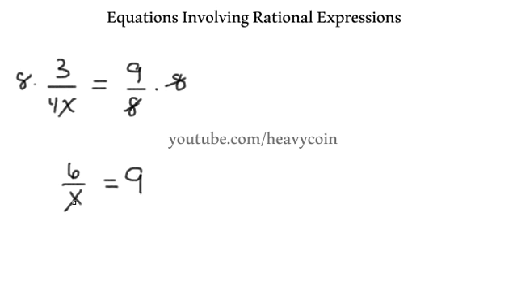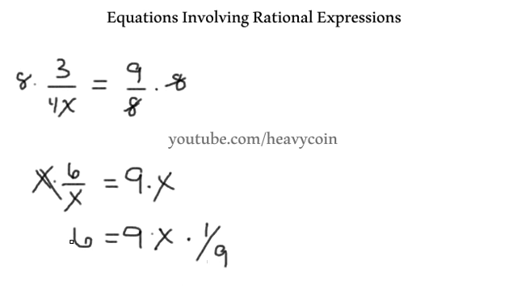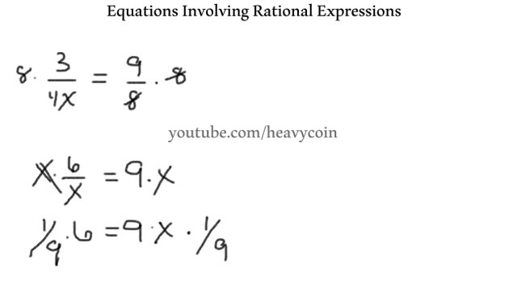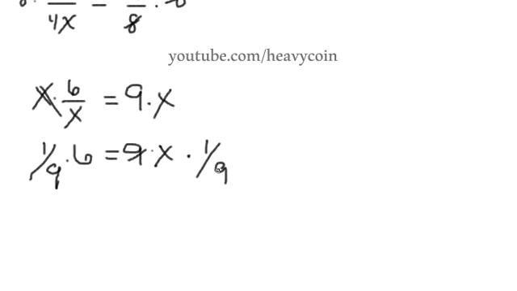Alright, now I want to get this x from down here up here, and I'm going to do that by multiplying both sides by x, and this way these x's here cancel out, and so you're left with 6 is equal to 9x. Like I said, there's a lot of different ways of solving for x, so you might have a preferred way. And then now what I'm going to do is I'm going to multiply both sides by 1/9, and that will get rid of this 9 here. Okay, so x is equal to 6 over 9.